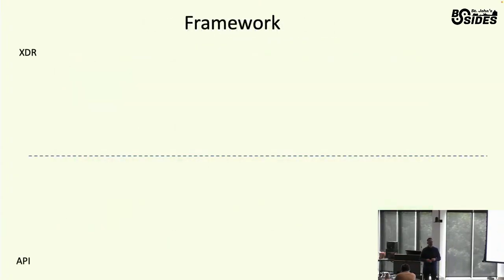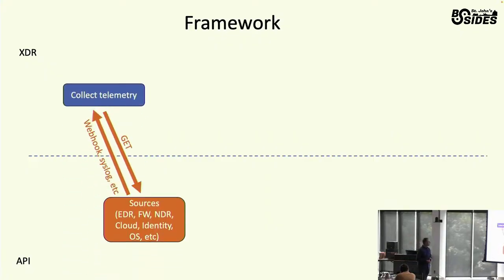So let's look at what's going to be the framework for today's presentation. So we do have XDR on one hand on the top and API at the bottom. The first important thing when we're talking about API is how do we collect telemetry. Telemetry could be anything from firewall logs to EDR logs, NDR, cloud, any type of services, identity services, and so on and so forth, right? Could be even from an OS or whatever. Things that matter to you that could be used to identify a potential incident, right?